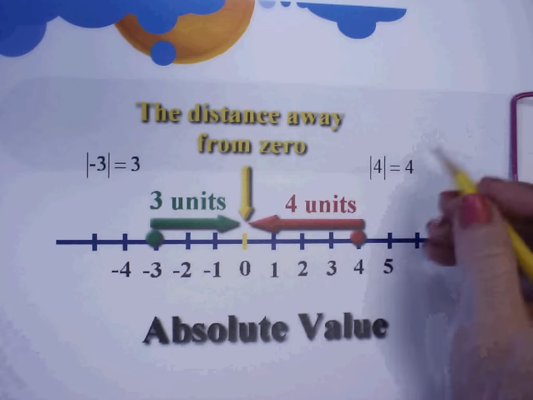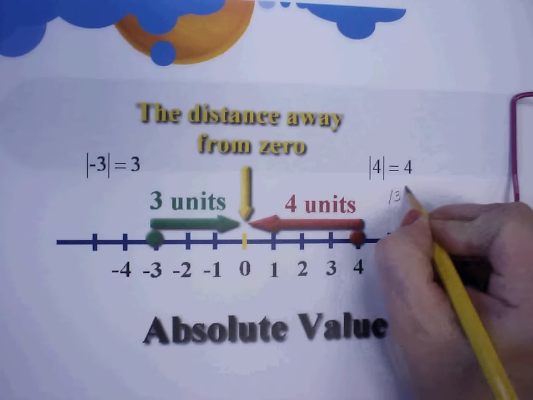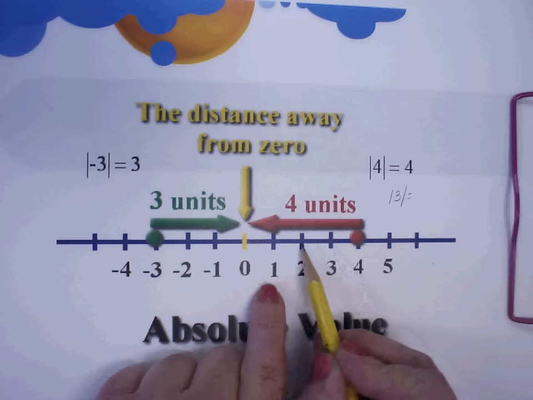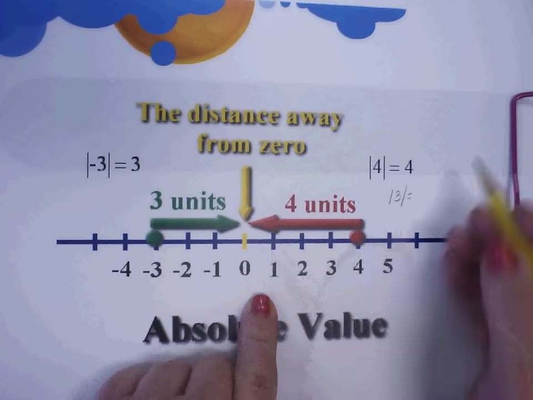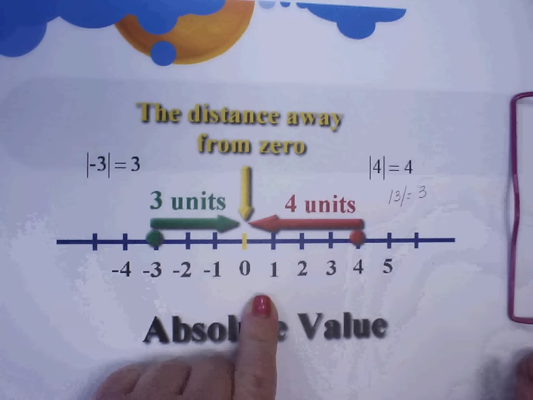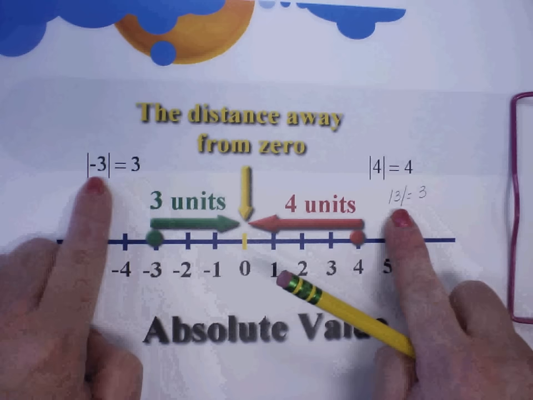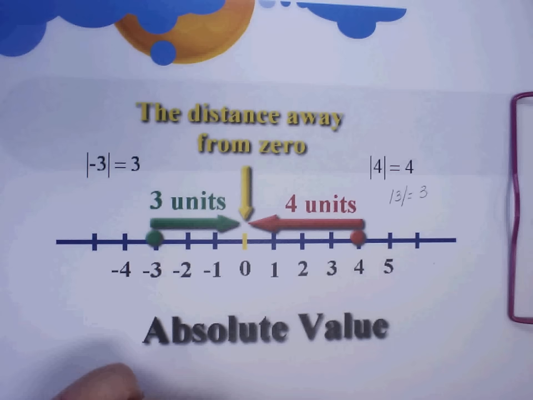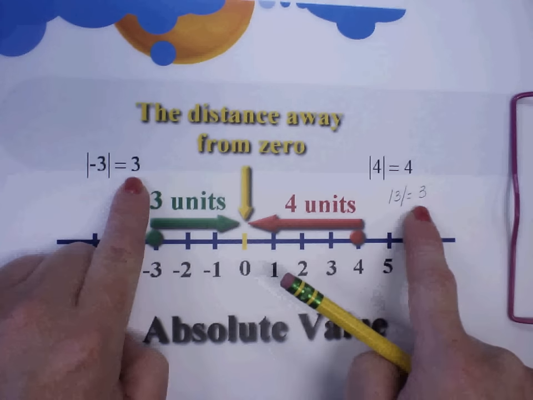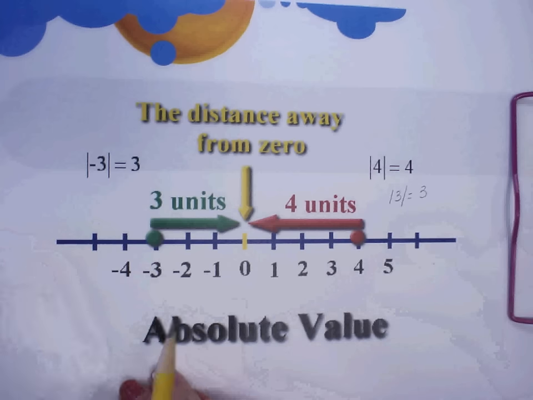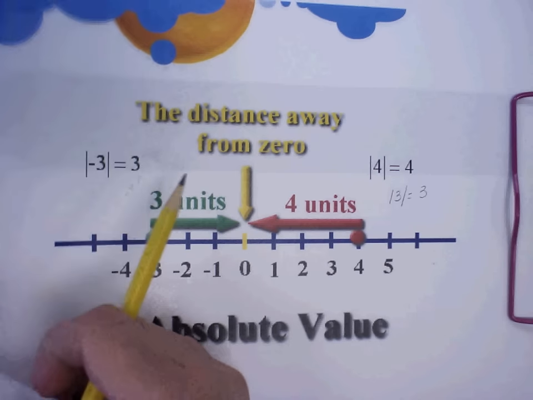Now, in the same token, if I do absolute value of 3, that would still be 3 because there's 1, 2, and 3 units from 3 to 0. Which means that absolute values are never negative because they are distances, and distances are never negative. All right. So now that you know that, let's go ahead and start solving.